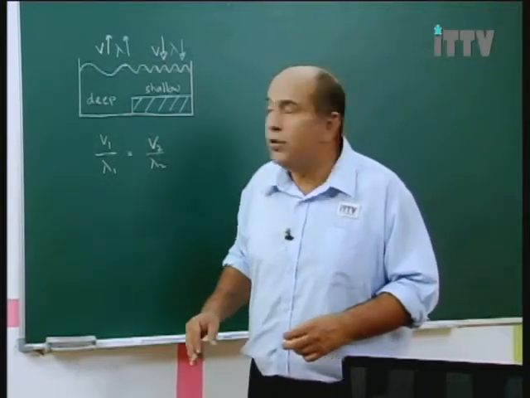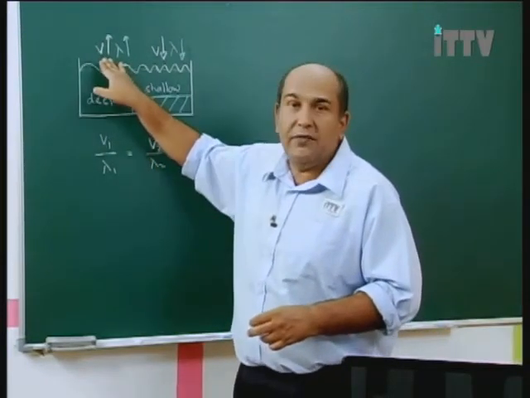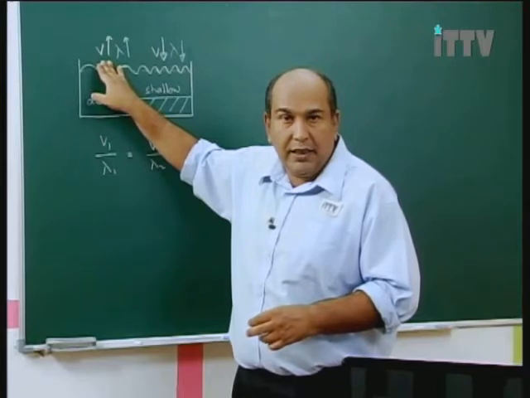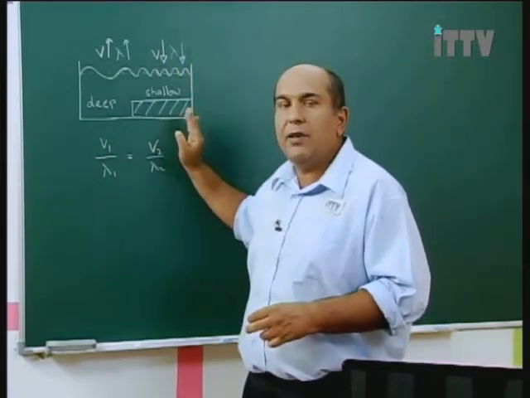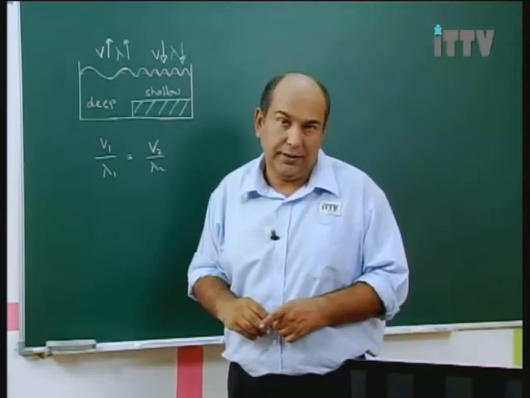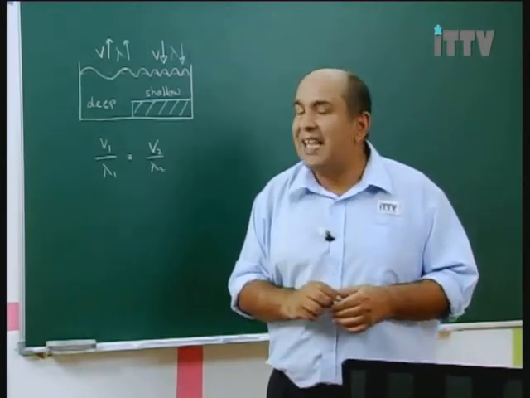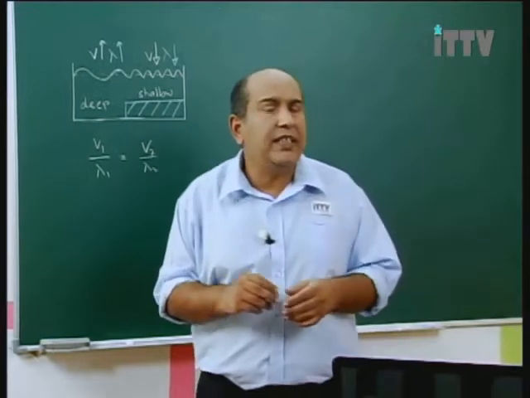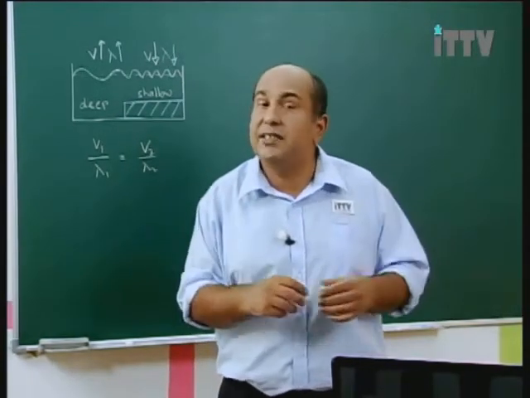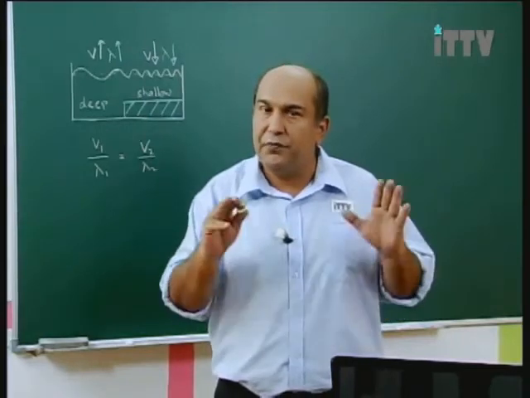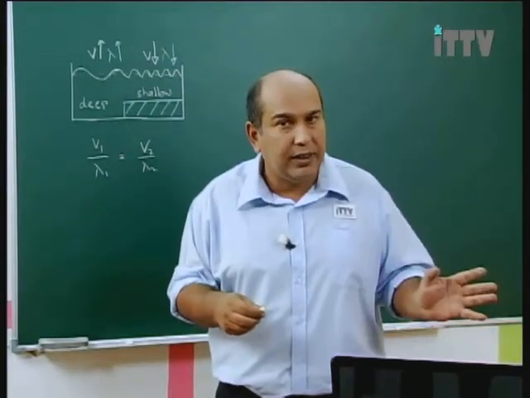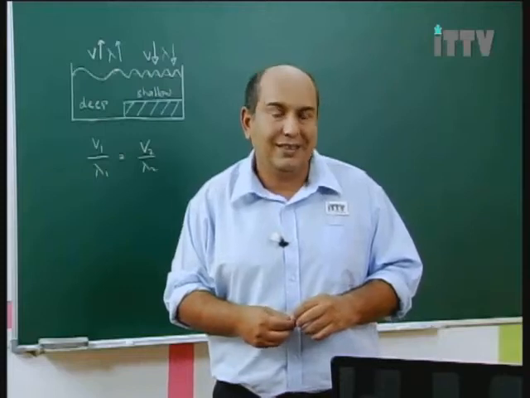Meaning the ratio of velocity to wavelength in deep water will be equal to the ratio of velocity and wavelength in the shallow water. Frequency is unchanged. The frequency is unchanged because we're using the same vibrator. Nothing is changing in that circumstance, so the frequency in both the deep water and shallow water are the same.